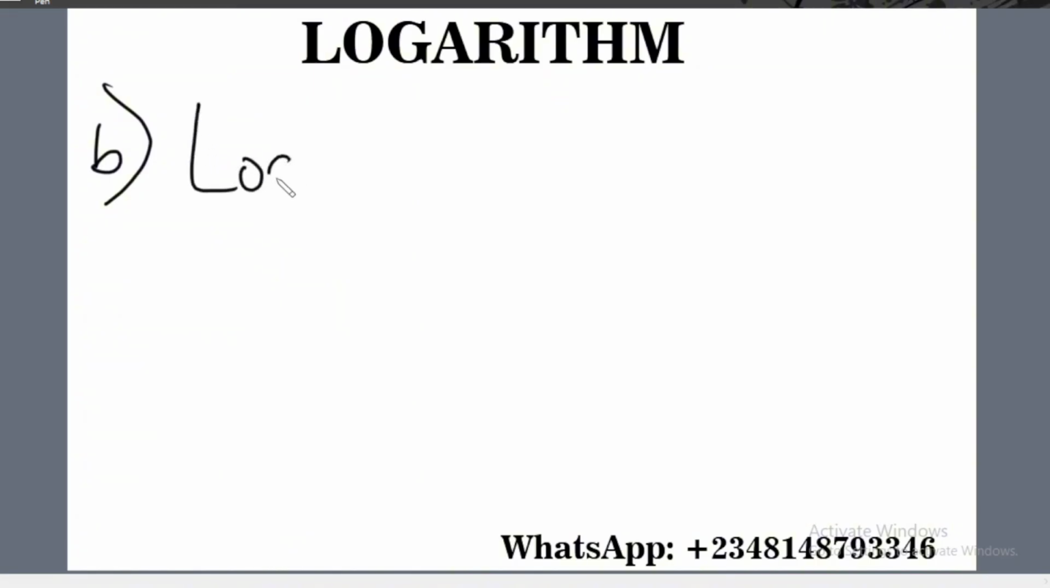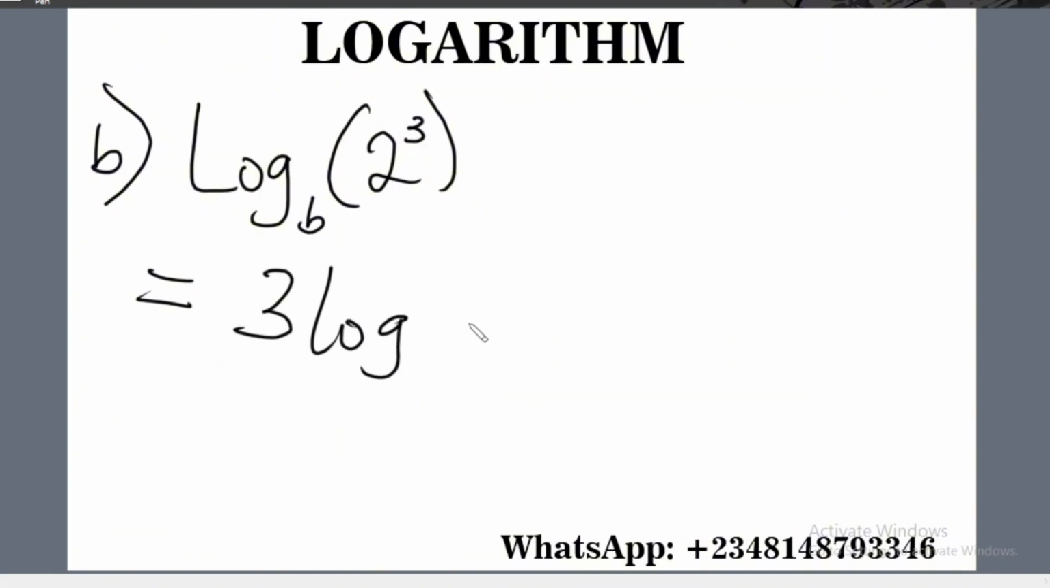So let's take another example. Log 2 raised to power 3 to base b. Our answer becomes 3 multiplied by the logarithm, which is 3 log 2 to base b.